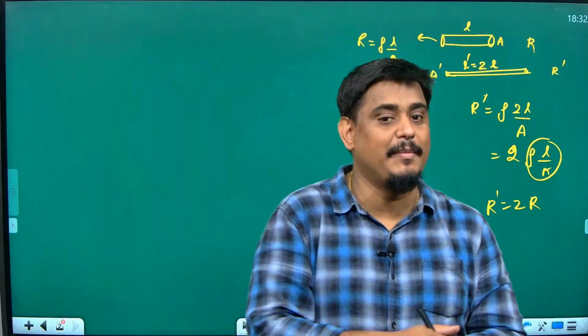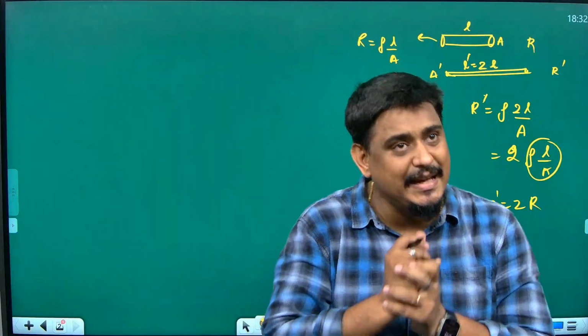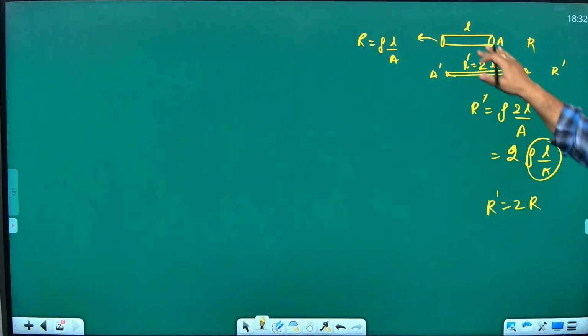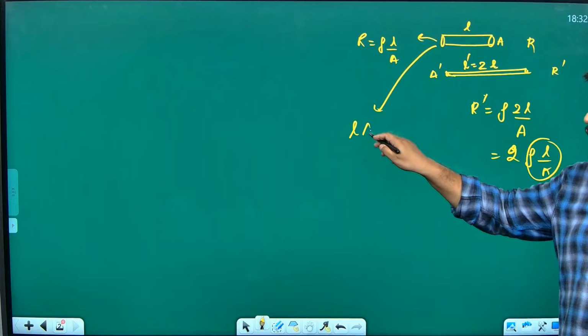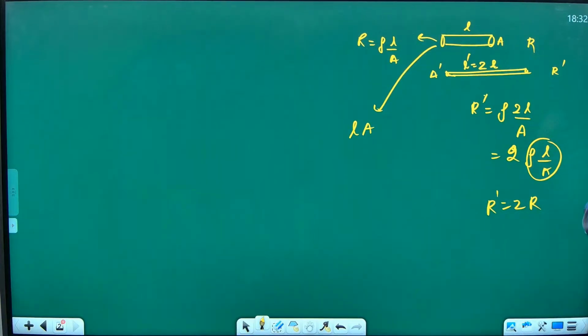These kind of questions will come in the math also. The same logic applies here. So their volume remains same. What is the volume in this case? L into A. Don't you agree with me? Area of cross section multiplied with the length will give the volume.